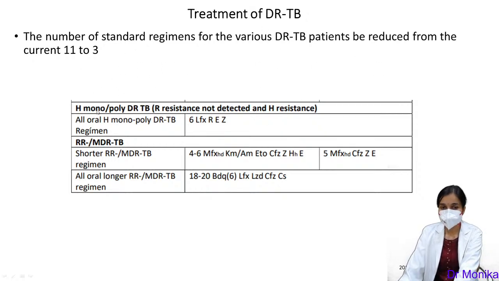Now for the isoniazid mono-poly drug-resistant TB, an all-oral isoniazid mono-poly drug-resistant TB regimen is followed, which includes 6 months of levofloxacin, rifampicin, ethambutol, and pyrazinamide. In case of rifampicin-resistant MDR-TB, a shorter regimen as well as an all-oral longer regimen is given.